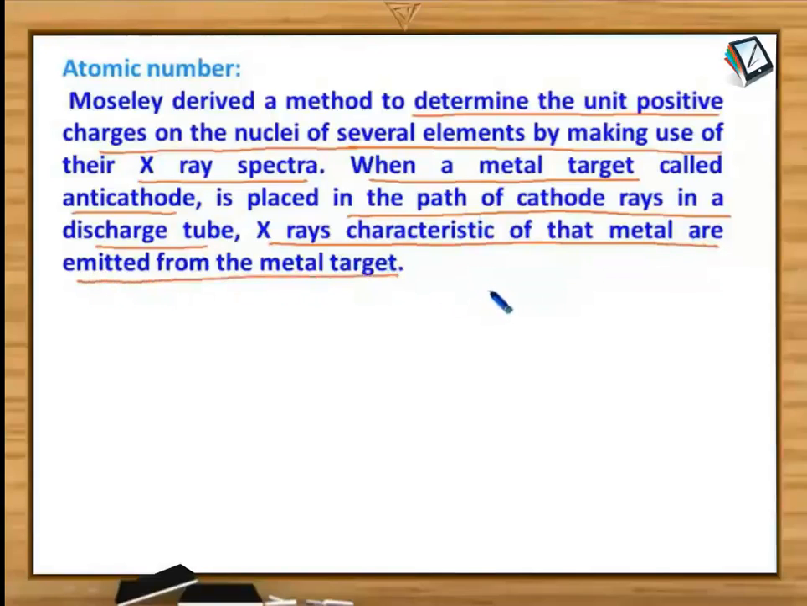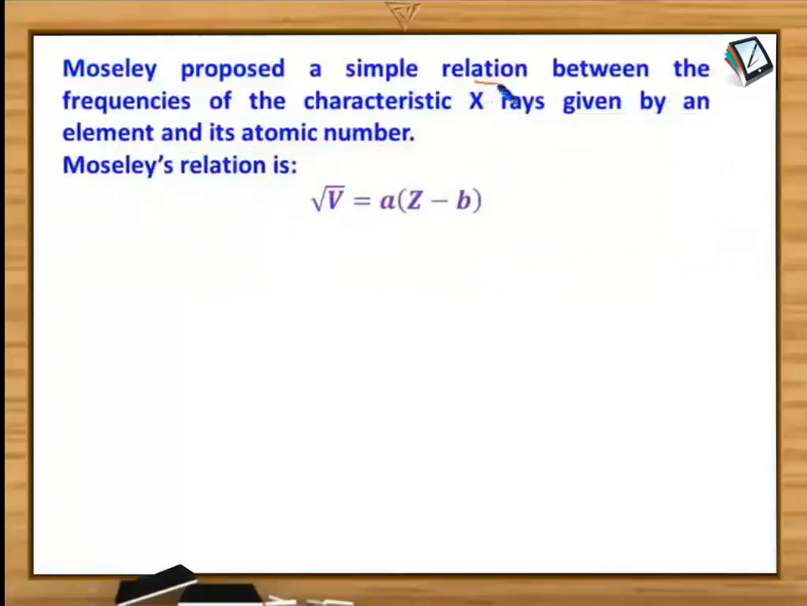As we had learned in the beginning of the session related to the cathode rays, whenever a metal target is placed in the path of the cathode rays, then X-rays are emitted. And the X-rays which are emitted are characteristic of the metal which we keep as the metal target. So Moseley proposed a simple relation between the frequencies of the characteristic X-rays given by an element and its atomic number. The exact experiment you will learn in physics under the heading Modern Physics in 12th standard. Here we require only the mathematical equation.